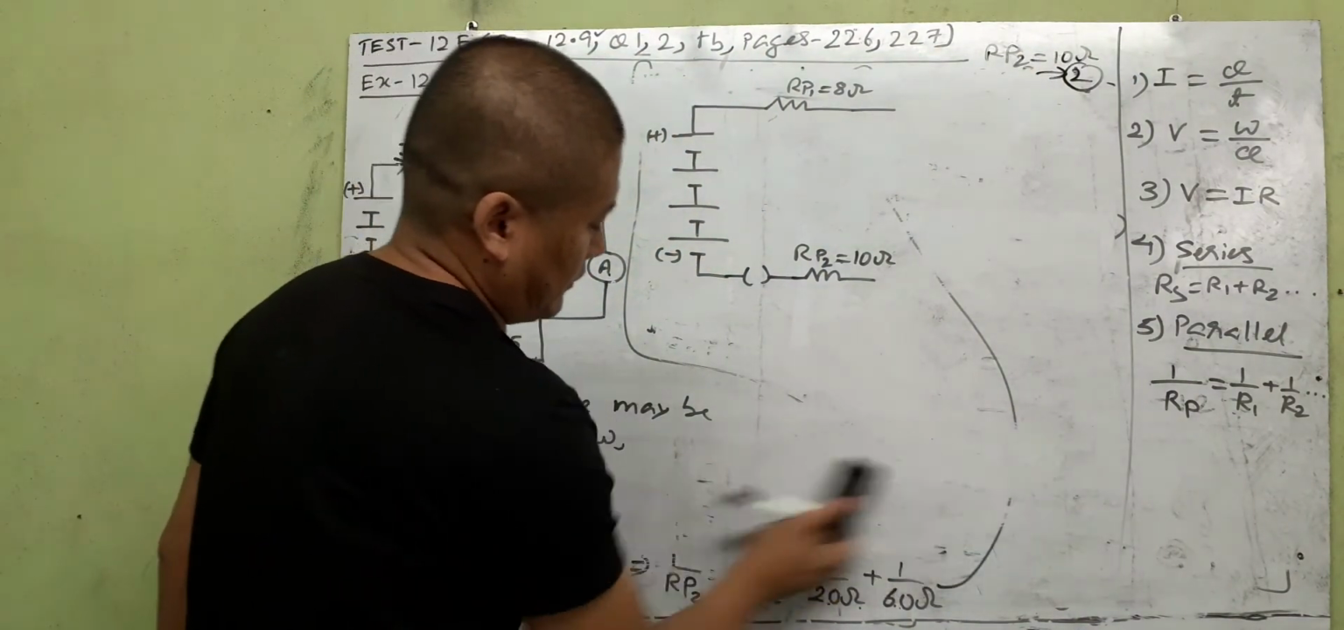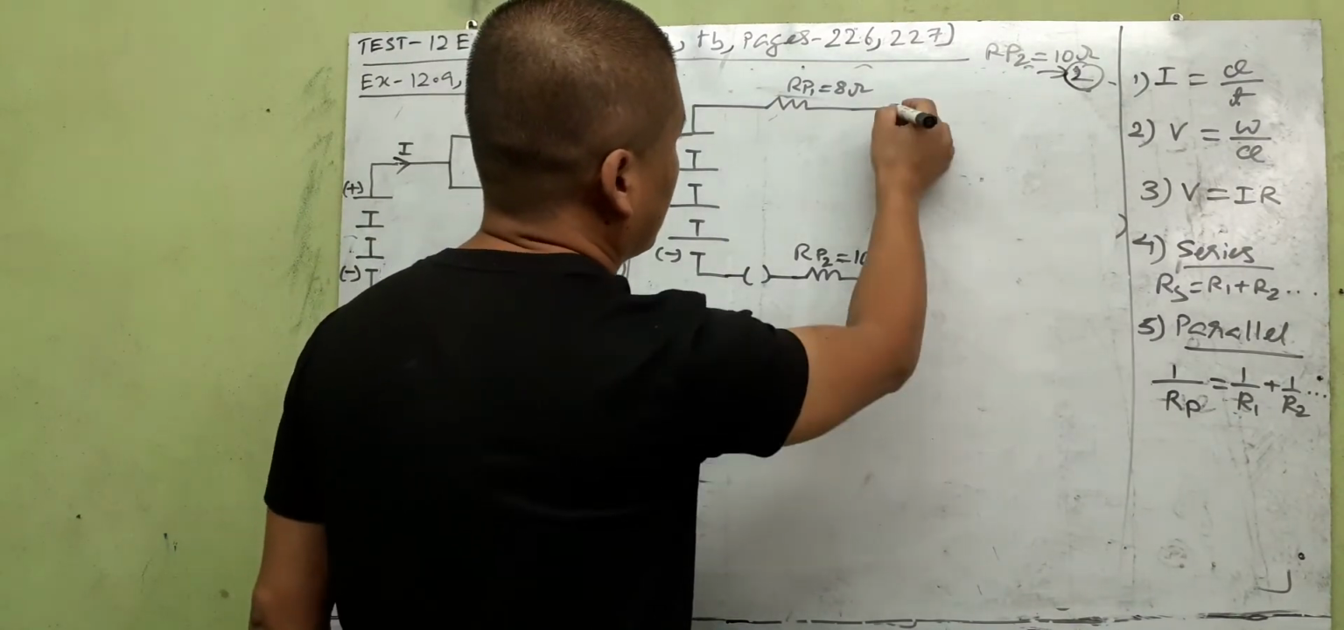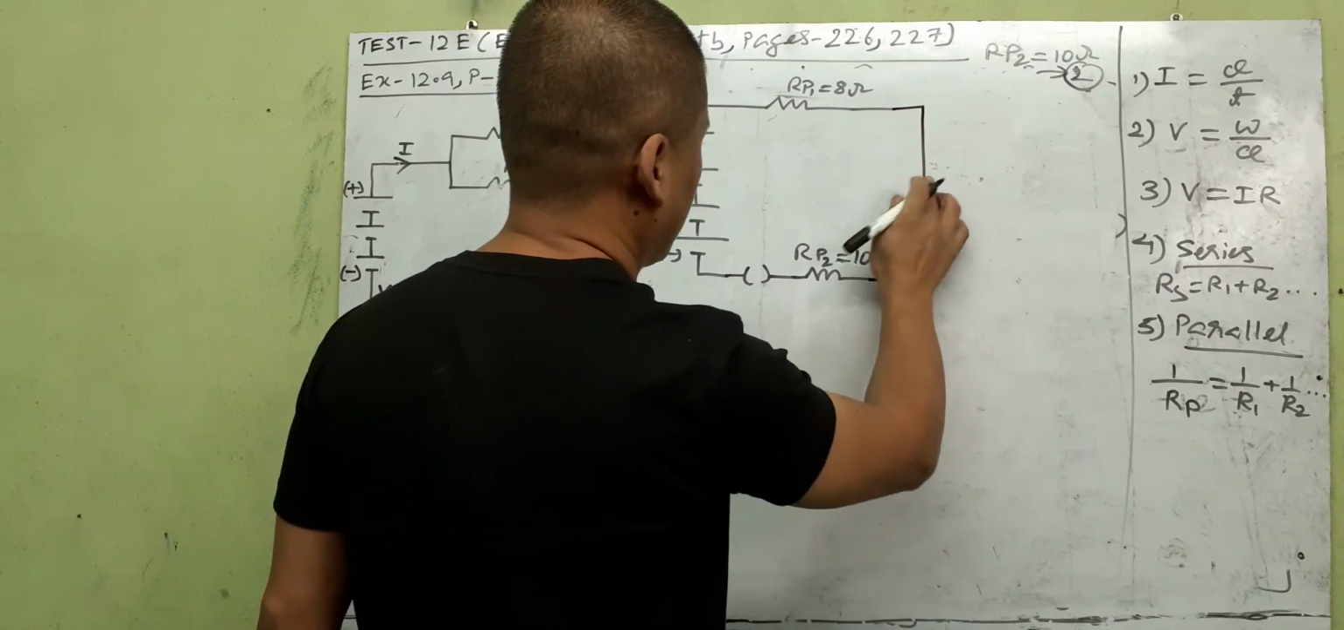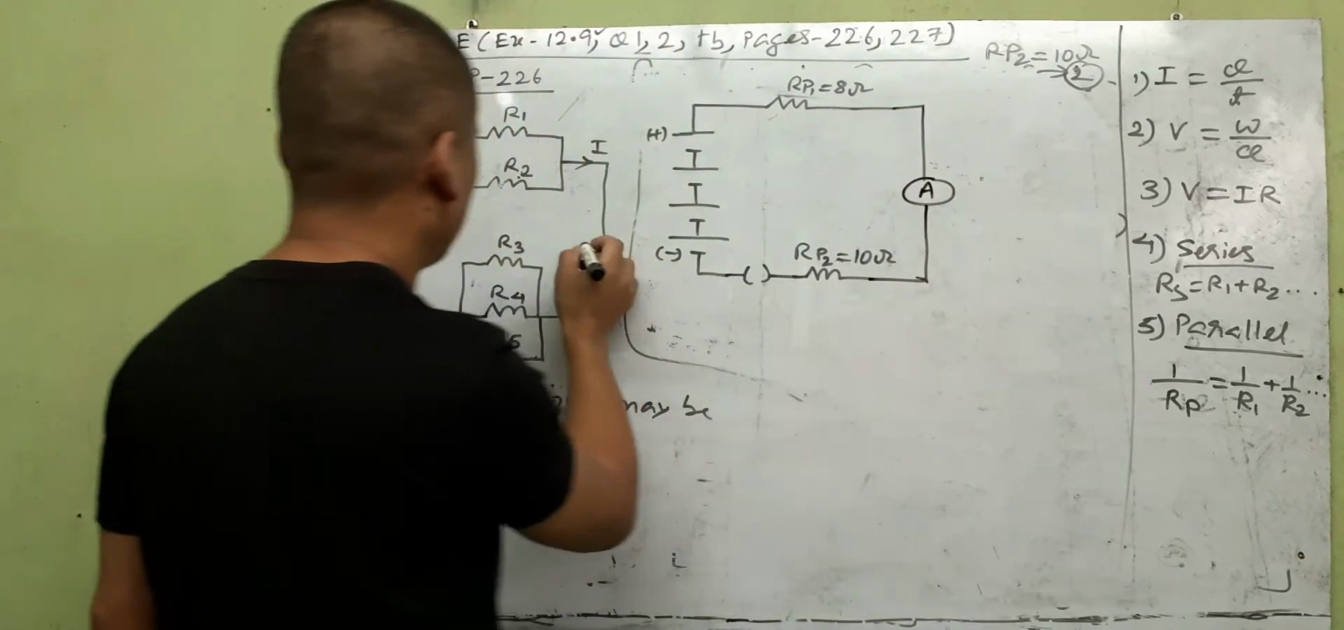The rest is fine, so you can just rub it out. Now the figure has become like this, and the rest will not change. This is an ammeter to measure current. Now we forgot to put it here, but it's okay.